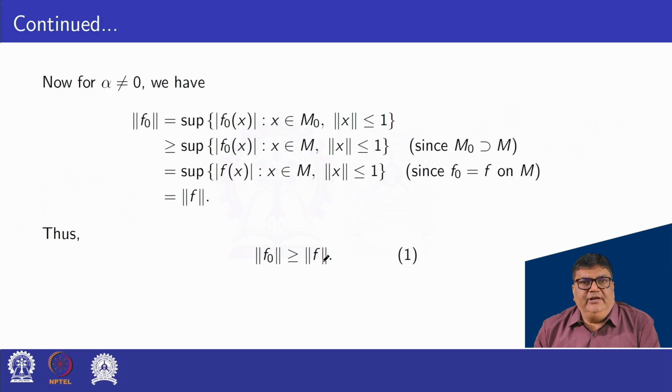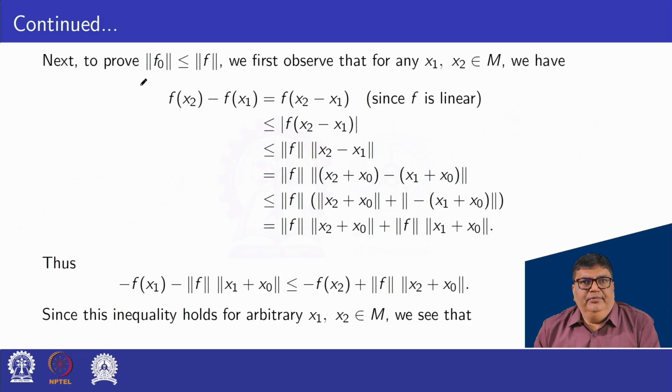Next, to prove norm f0 less or equal to norm f. Here norm f0 greater or equal to norm f. Now we prove norm f0 less or equal to norm f. Then we conclude norm f0 is equal to norm f. Let us prove it, norm f0 less or equal to norm f. We first observe that for any x1, x2 belonging to M, we have f(x2) minus f(x1) equal to f(x2 minus x1). Okay, we can write because f is a linear functional.